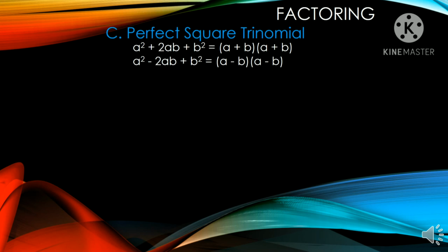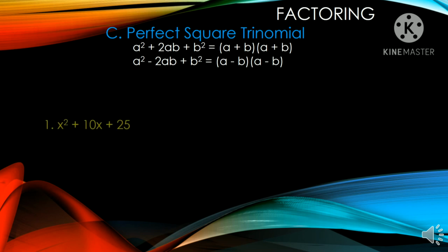Letter C, perfect square trinomial. Ito madali lang. I-evaluate lang natin yung first at saka last terms. Dapat ito ay perfect squares. So, we have two forms. Lahat positive. Then, yung isa naman, negative yung sa middle term. So, a square plus 2ab plus b squared, that is simply a plus b times a plus b. Then, a square minus 2ab plus b squared, that is simply a minus b times a minus b.